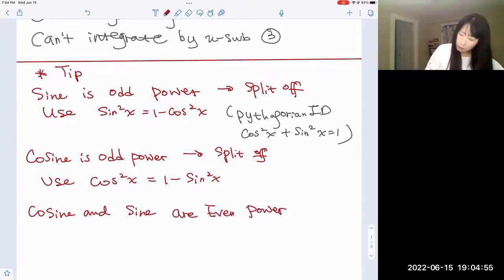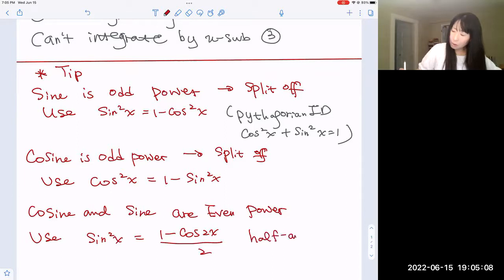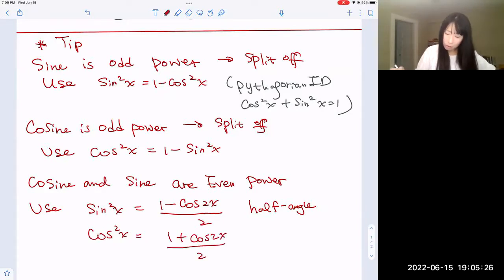then we are using sine squared x equal to 1 minus cosine 2x over 2, which is the half angle formula from pre-calculus trigonometry. And cosine squared x equal to 1 plus cosine 2x. Is that 1 minus cosine 2x or cosine squared x? Cosine 2x. Oh, okay, cosine 2x.